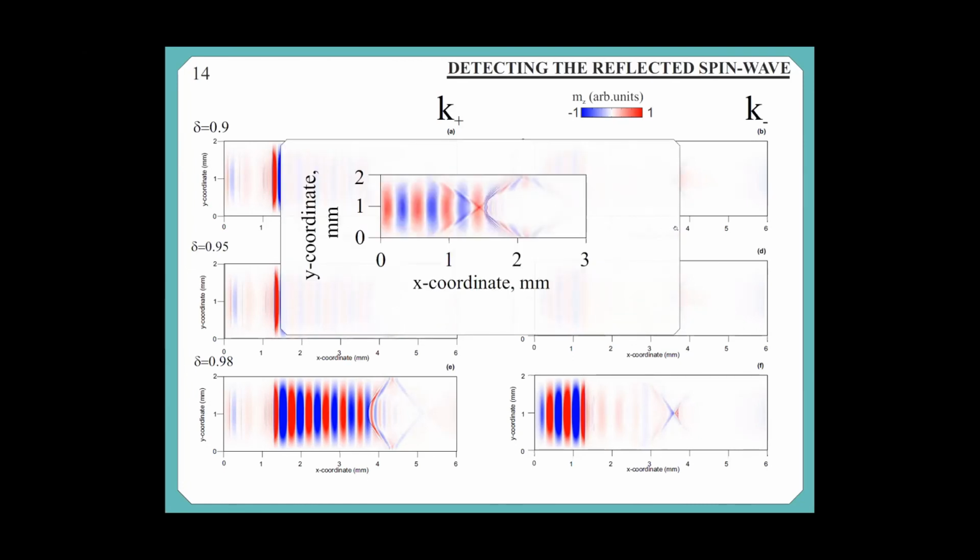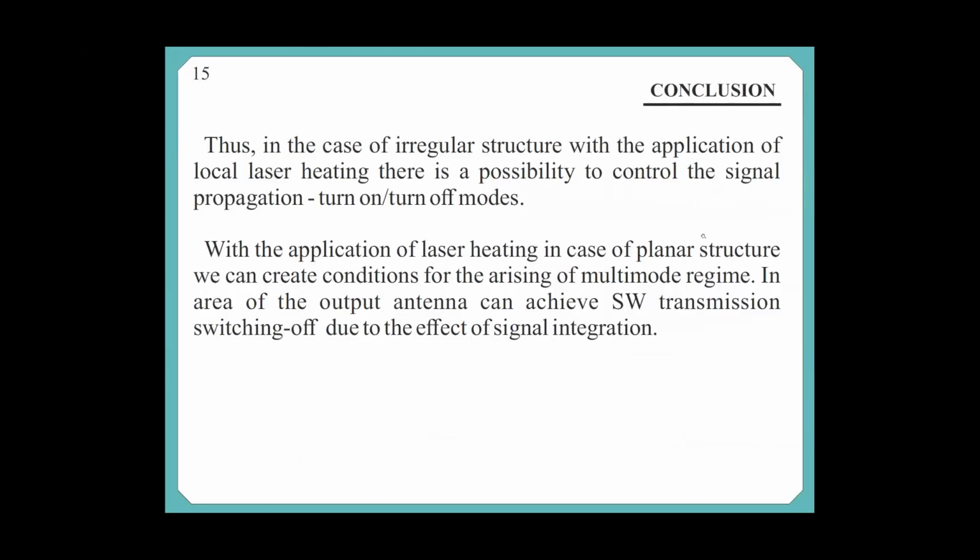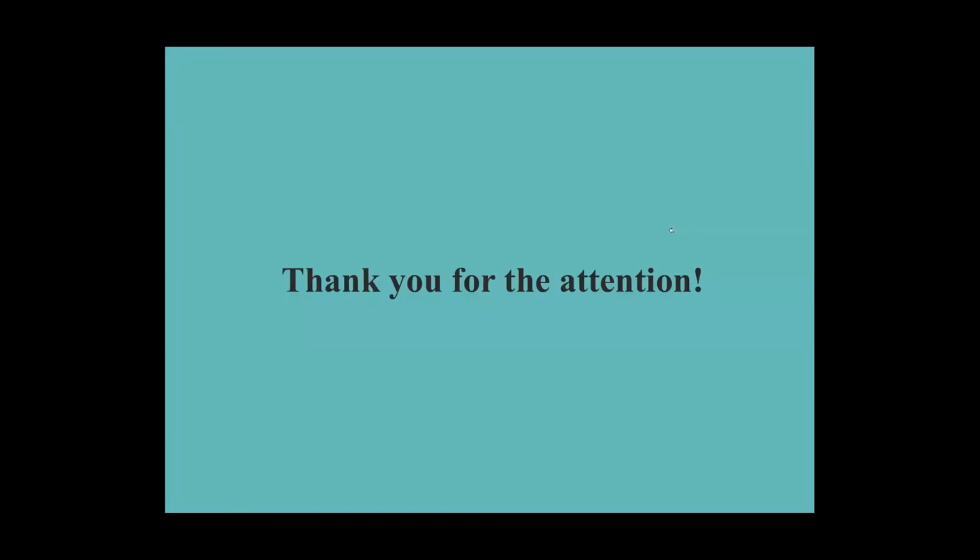And as a conclusion, in the case of irregular structure with the application of local laser heating, there is a possibility to control the signal propagation, turn on and turn off modes. With the application of laser heating in case of planar structure, we can create conditions for the rising of multimode regime. In the area of the output antenna, we can achieve spin wave transmission switching off due to the effect of signal integration. Thank you for the attention.